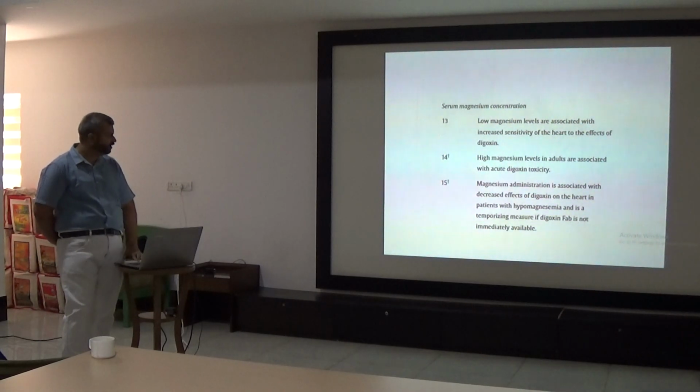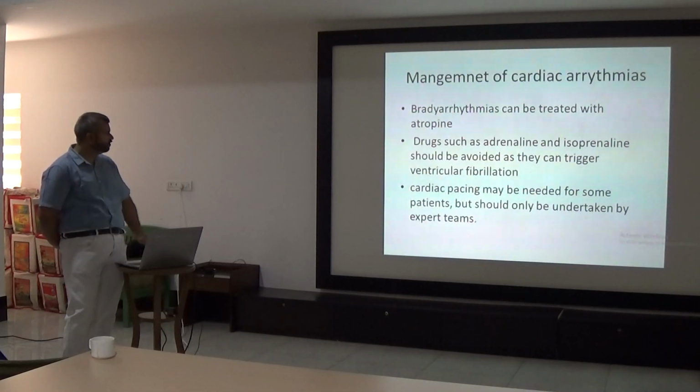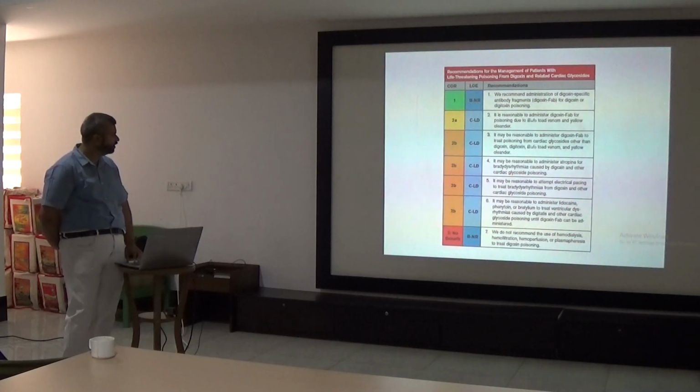Again, the low magnesium level needs to be corrected. Particularly, calcium is not useful to treat hyperkalemia of digoxin. That's the intent of this slide. Management of the cardiac arrhythmias: for bradyarrhythmias, atropine can be given. Adrenaline and isoprenaline should be avoided. Cardiac pacing should be given.